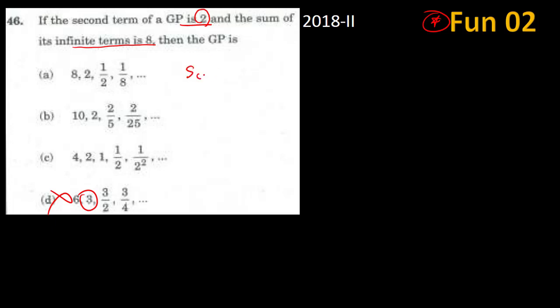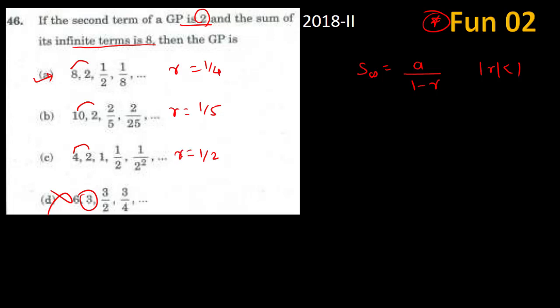So S to infinity is a divided by 1 minus r, where mod r should be less than 1. Let's check mod r less than 1 for each option. For the first option, r is 2 by 8, which is 1 by 4, less than 1. Then 2 by 10, which is 1 by 5, less than 1. Then 2 by 4, which is 1 by 2. So all are less than 1, and we cannot neglect any option right now.